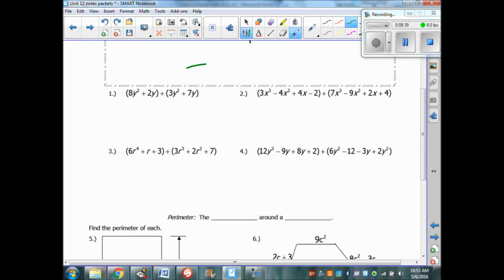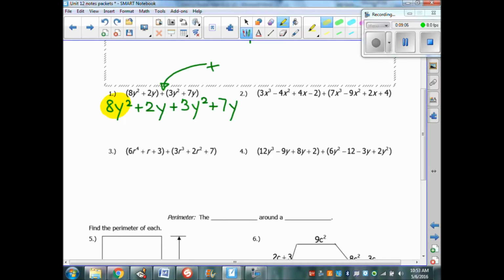I need to make sure that I identify that it is plus. So we're just adding like terms here, so really the parentheses aren't necessary. My first step is I'm going to rewrite without the parentheses. Now I'm going to highlight or underline like terms. You know what like terms are. We've practiced that.